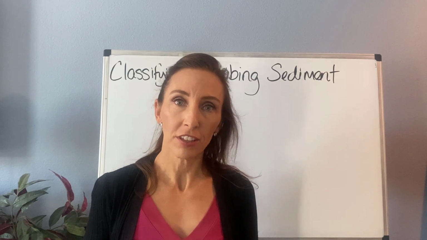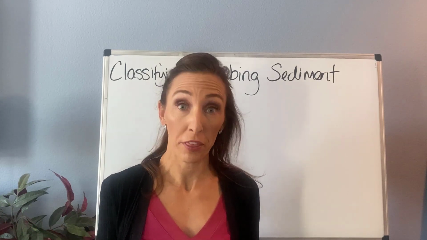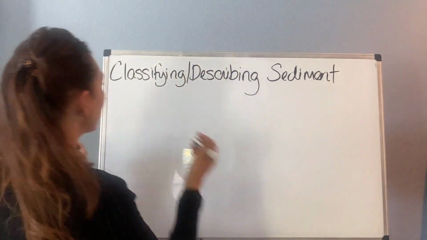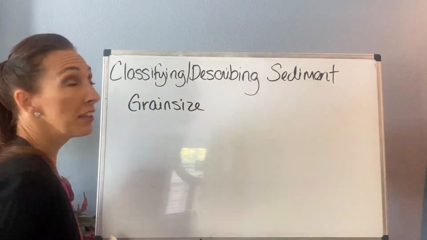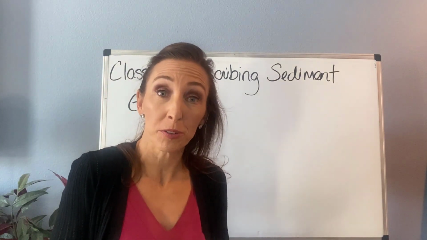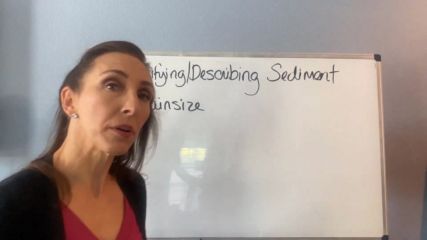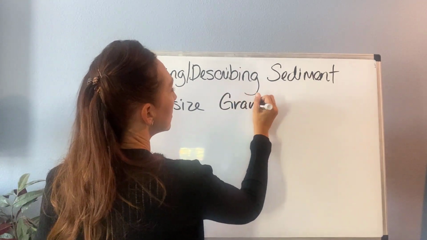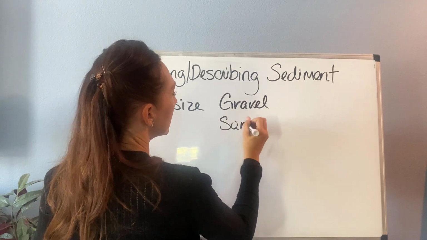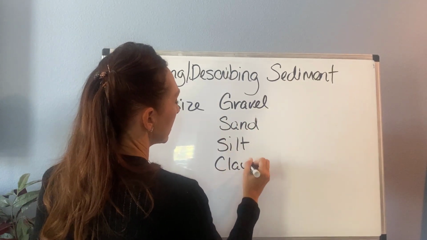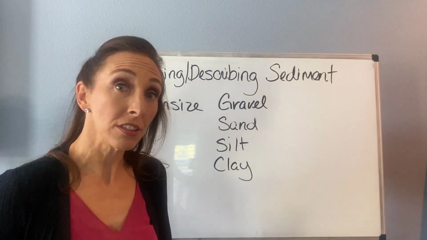Sediment, which is the geologic materials that result from weathering, is going to be described in 3 different ways. The first is through grain size. It's a pretty obvious one that just describes how large the individual particles are. We're going to look at 4 different sizes: gravel, sand, silt, and clay. And these go from largest to smallest.